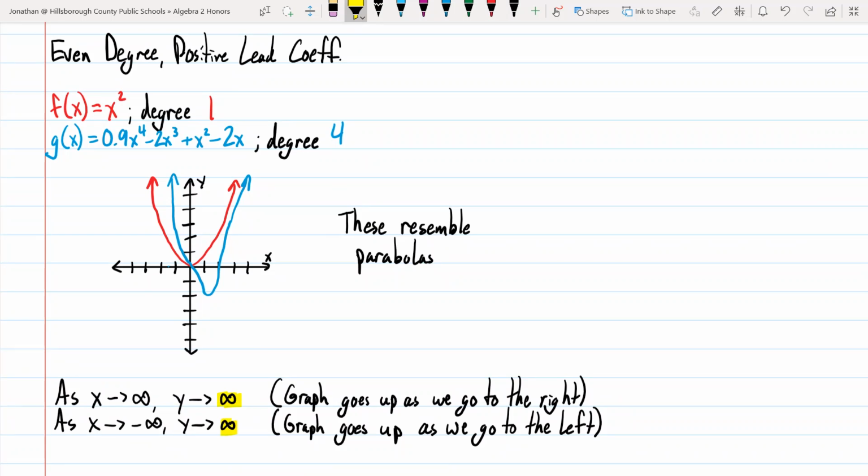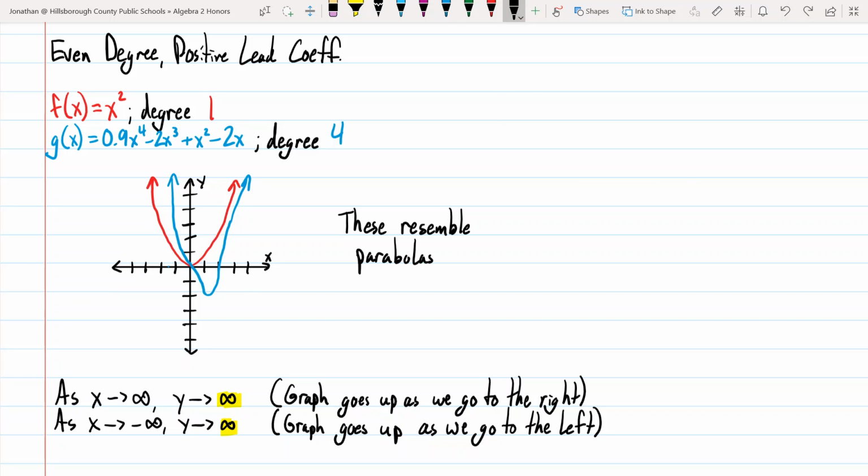You know, it's got an x to the fourth and a bunch of decimals, but the end behavior still resembles a parabola. If I were to cut off this part of the graph and you just looked at the arrows, you'd see, hey, cool, they're both reaching in the same direction. That's how your even functions work.